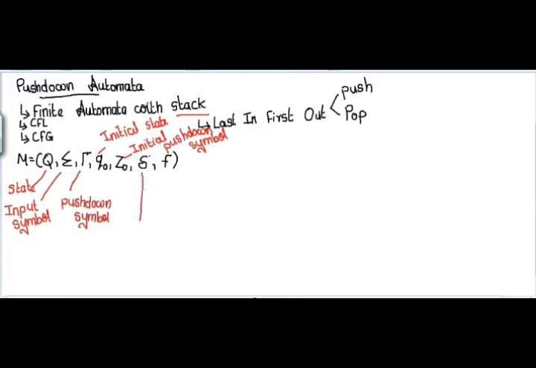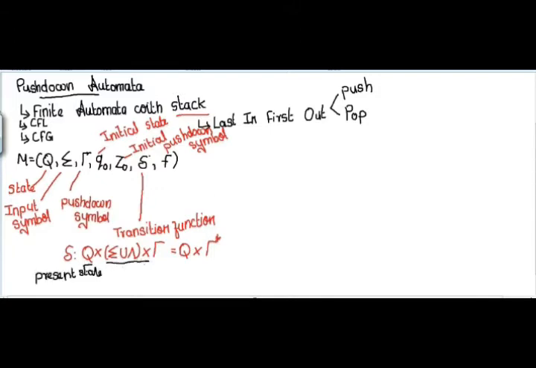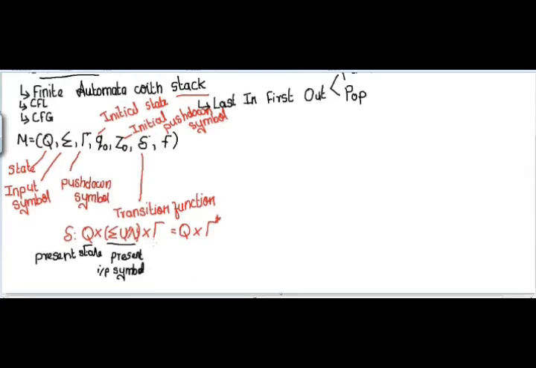And this is the transition function, which is denoted like this: present state, present input symbol, which can be null also, and top of the stack symbol equal to next state, and the symbol which is in the pushdown can be after a push operation or after a pop operation. So this is the present state, and this is the present input symbol, it can be null also, and the current stack symbol which is on top of the stack equal to this is the next state, and this is after push or pop operation which is in the stack.